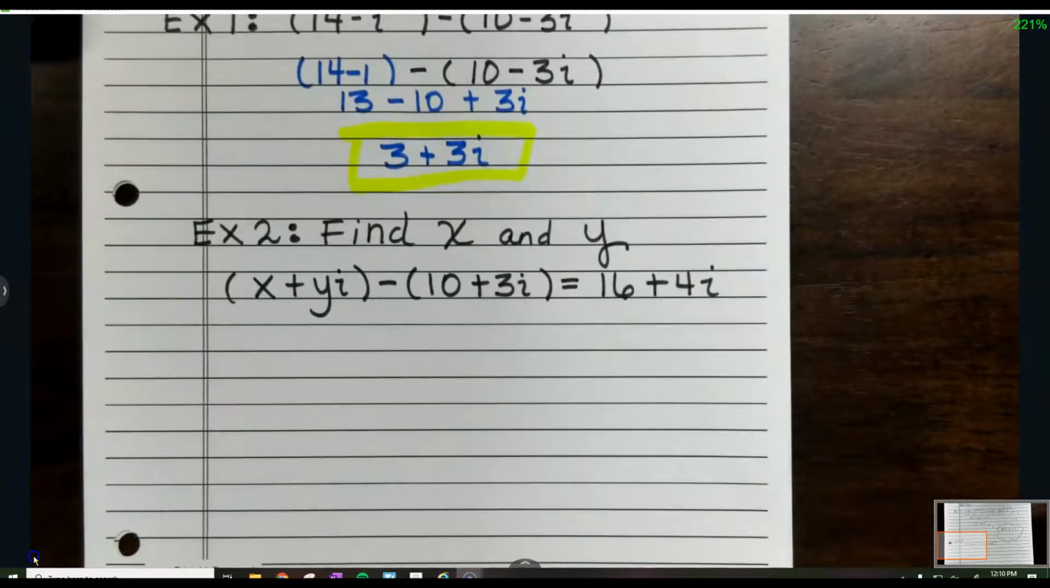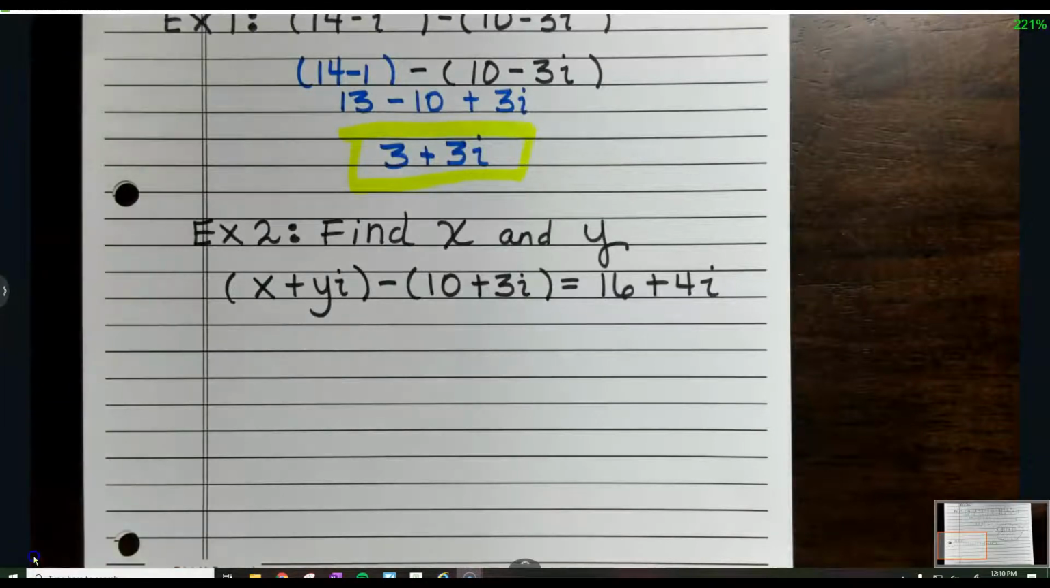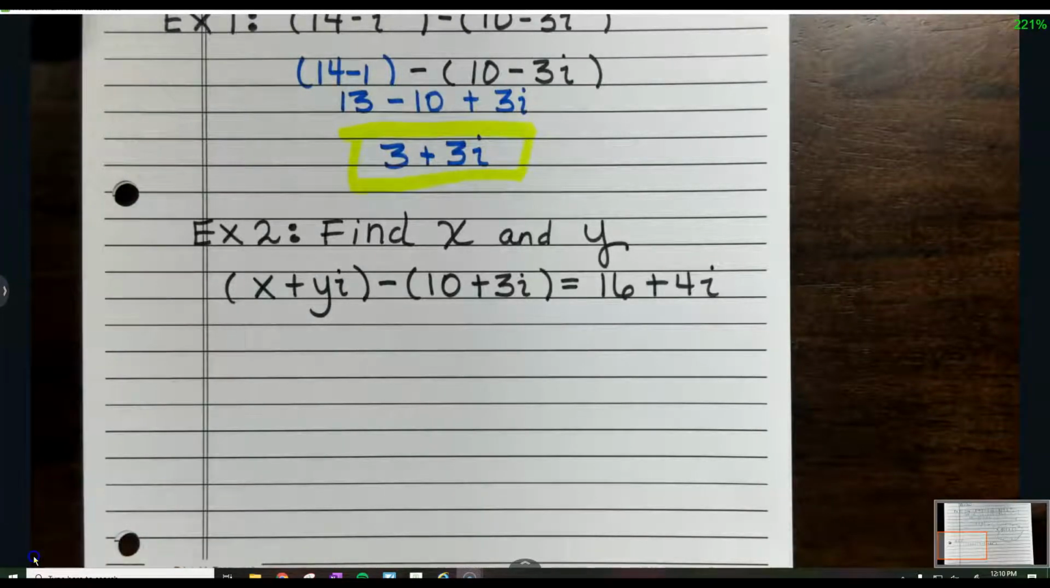Okay, so this is actually an equation, guys. So in the first set of parentheses, you have x plus yi minus 10 plus 3i, and that equals 16 plus 4i. Don't freak out because of all these letters in this problem. It's very simple. You won't even need a calculator for this, as long as you remember that you cannot combine real and imaginary.